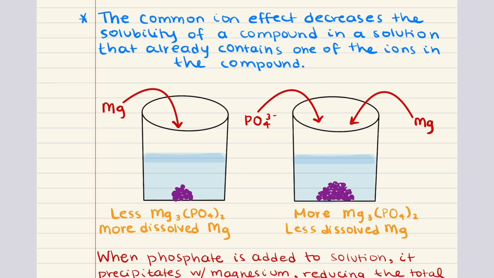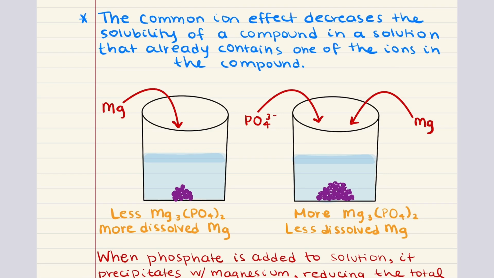To see the common ion effect in action, let's look at the dissolution of magnesium phosphate, which is a sparingly soluble salt. When magnesium phosphate dissolves in water, it breaks apart into magnesium ions and phosphate ions. At equilibrium, the rate of dissolution of the solid equals the rate at which the ions recombine to form the solid again. In addition, the solubility of magnesium phosphate depends on the concentrations of magnesium ions and phosphate ions in solution. With that being said, let's now explore what happens when we introduce a common ion into the system.